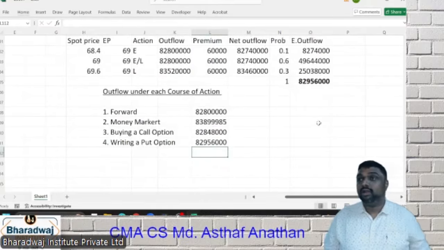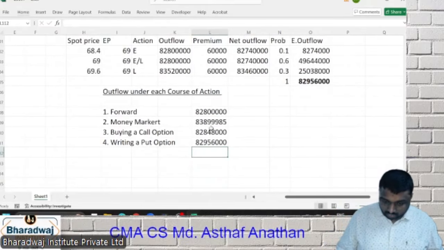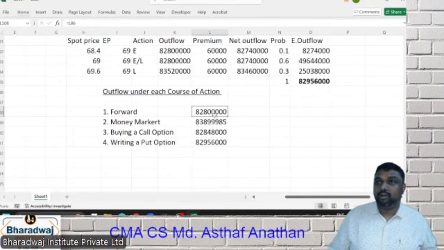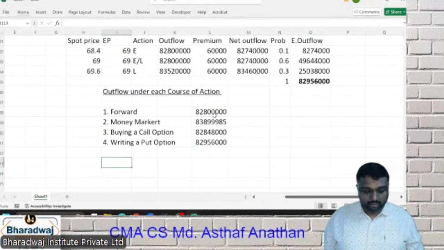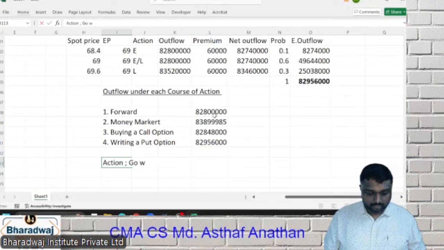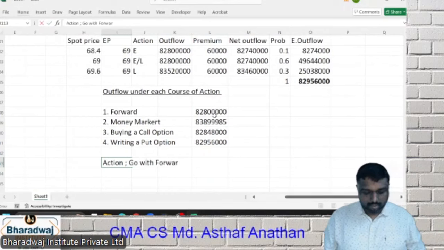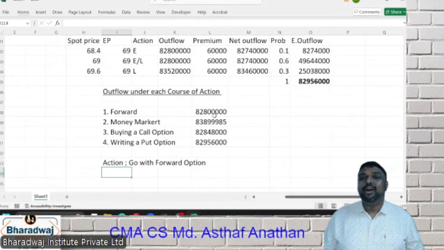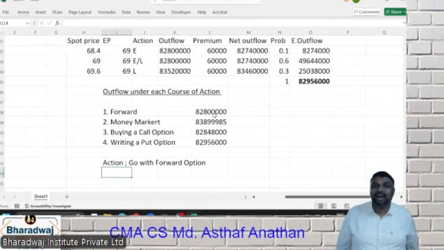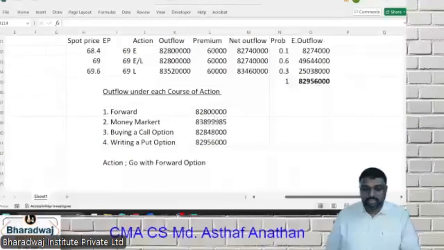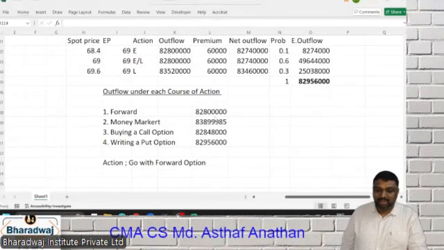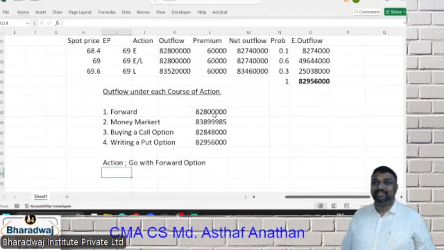So which is the best one, friends? The lowest outflow is still coming under forward. So your action will be to go with the forward option. So hope you are here. So this is how we have to approach.